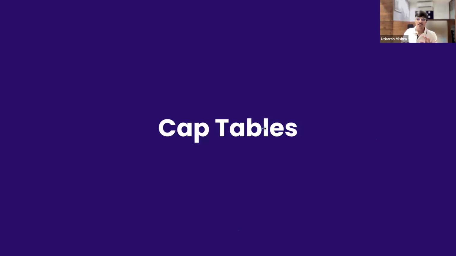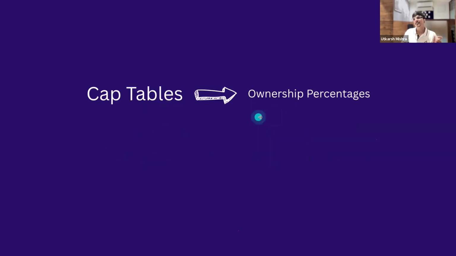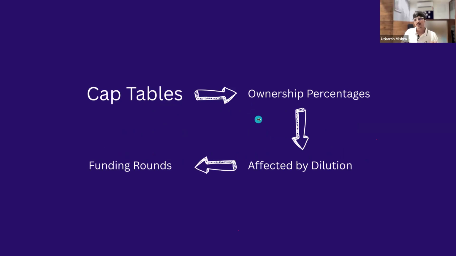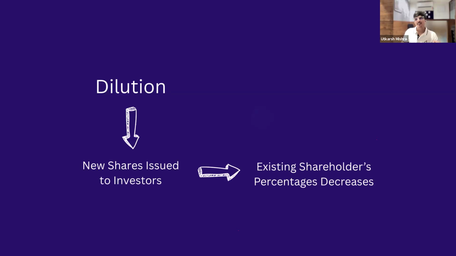Now let's start with cap tables. So what is a cap table? A cap table tells us who owns how much of a company at any given time, right? It is the owners of the company. So cap table equals ownership percentages, right? Who owns what percent of the company. And generally, the ownership percentage is affected by the dilution, which happens in a funding round, right? So cap table equals ownership percentages, which is affected by dilution, and funding rounds. We will also see it with an example. So anytime a dilution occurs, new shares are issued, and the existing shareholders' percentages decrease while the number of their shares stays the same.